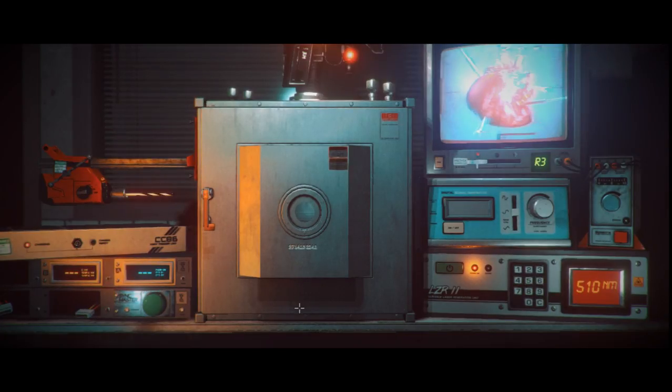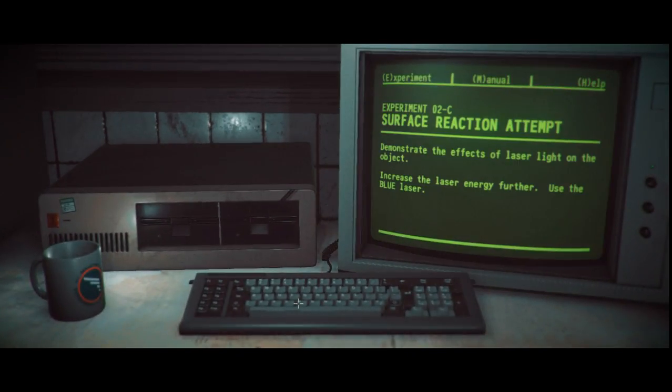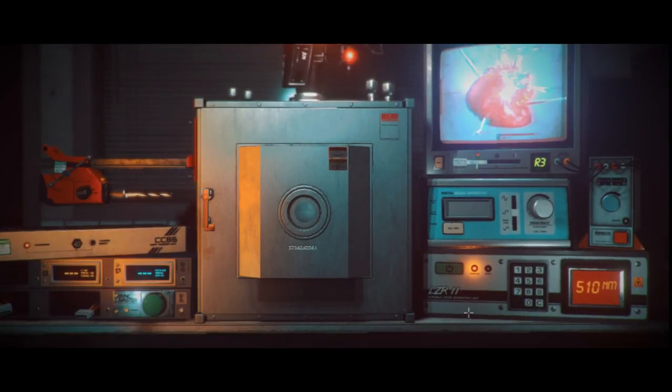Okay, we have a reaction of some sort here, a weak signal. Let's keep going. Increase again. Okay, we're going to use blue. And we know that blue is 455.